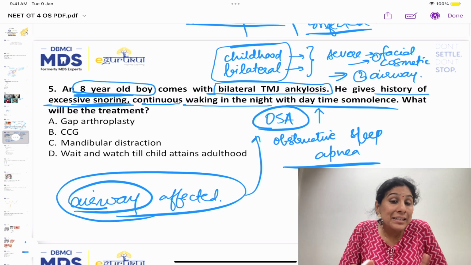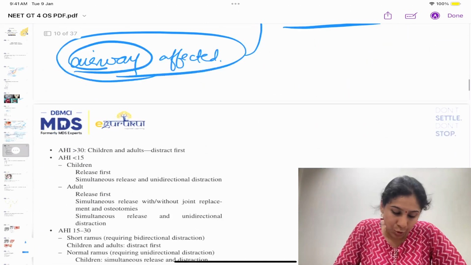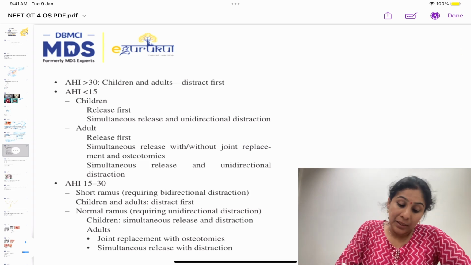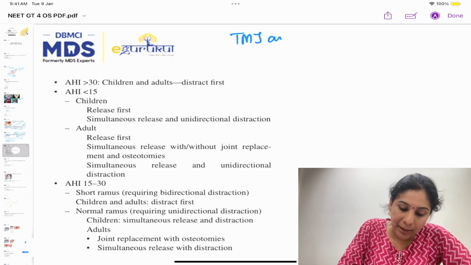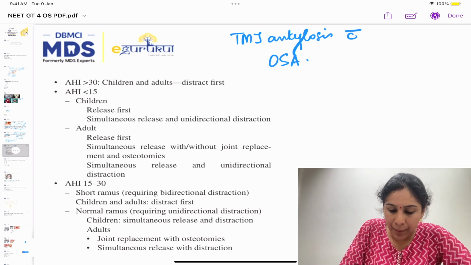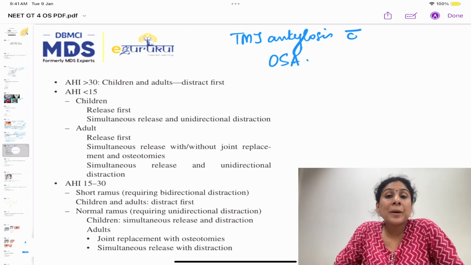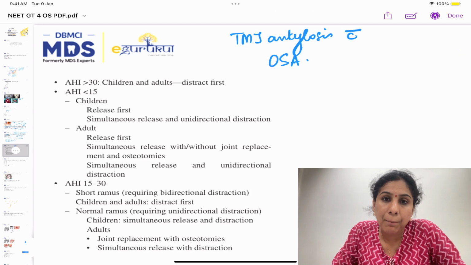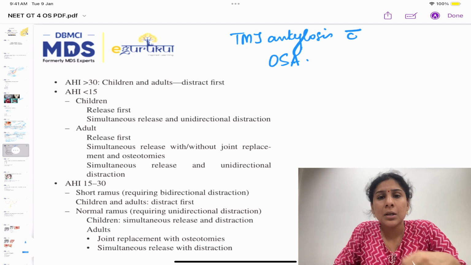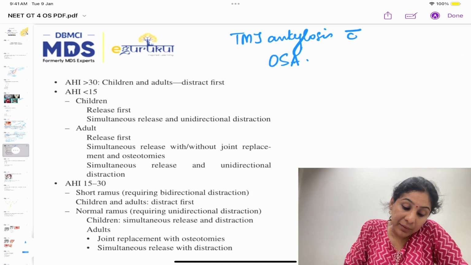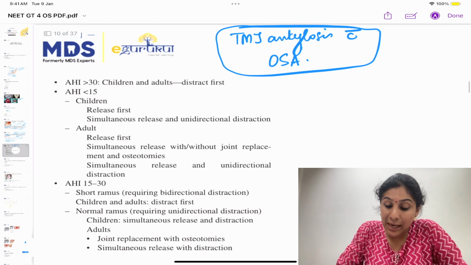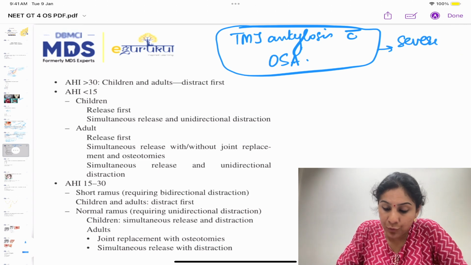Alright, so in this situation, there is a protocol which you should all learn. This is a common protocol that we use in cases of TMJ ankylosis with obstructive sleep apnea. Okay, an adult patient can also develop obstructive sleep apnea because of other reasons. When he is obese, when there is hypothyroidism, because of so many reasons. So whenever there is TMJ ankylosis with OSA, you have to decide what is the severity of OSA.